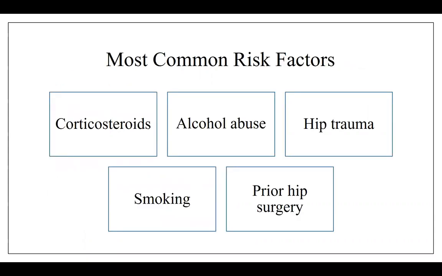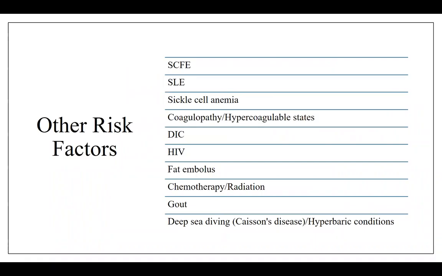The most common risk factors are those listed on this slide. Over 90% of AVNs are caused by corticosteroids and alcohol abuse. Hip trauma is also a significant risk factor, and this includes femoral neck fractures and hip dislocations. Smoking and prior hip surgeries are also among the more common risk factors. This slide lists some of the other risk factors, but they're not as common. There's SCFE in the pediatric population, sickle cell anemia, coagulopathy and hypercoagulable states, chemotherapy and radiation therapy as well.